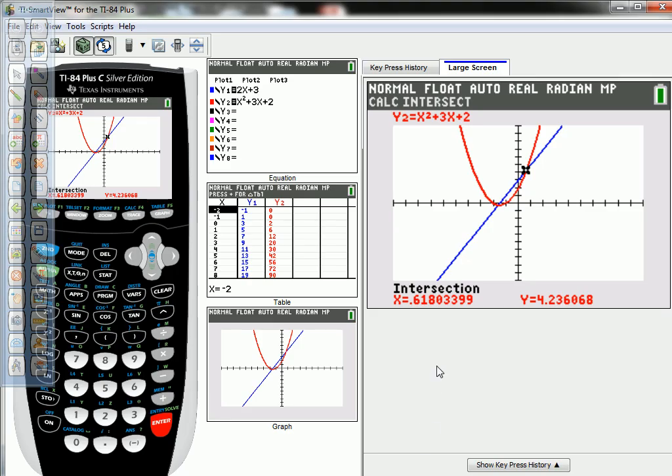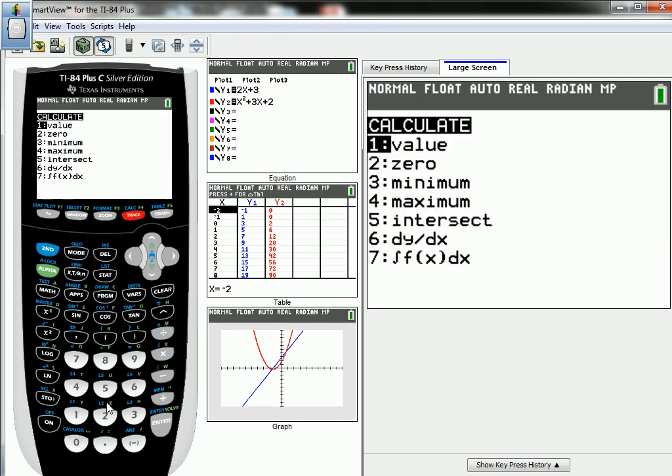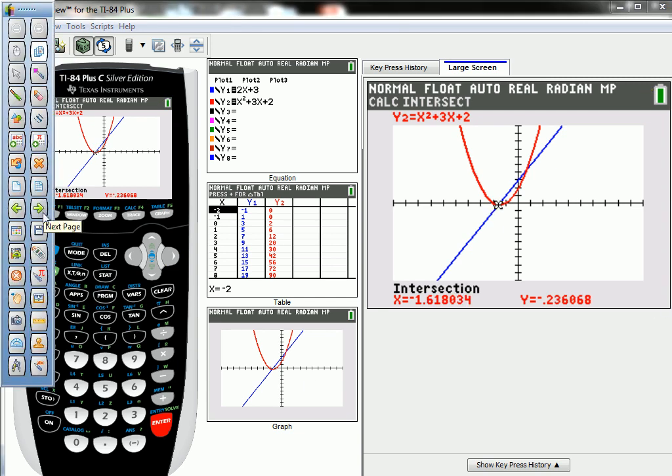So now to find the other intersection, we'd go through the same process, but we just put our cursor down close to this intersection. So we'd do second trace, and then choice 5, and we would arrow down to where we're close to that other intersection. And then hit enter, and then it jumps to the other curve, and then we hit enter because it's already close. And then you always just hit enter for guess. And then here's our other intersection.